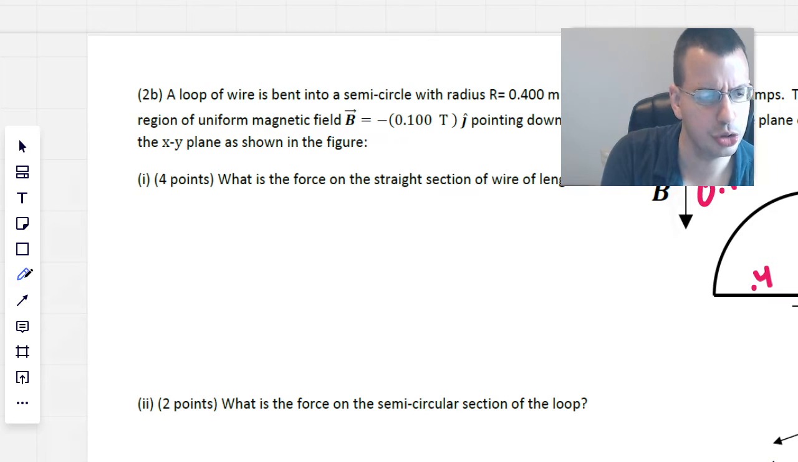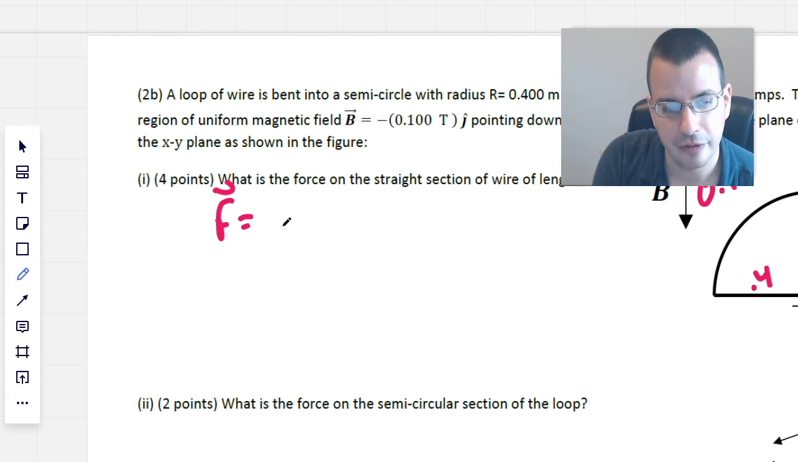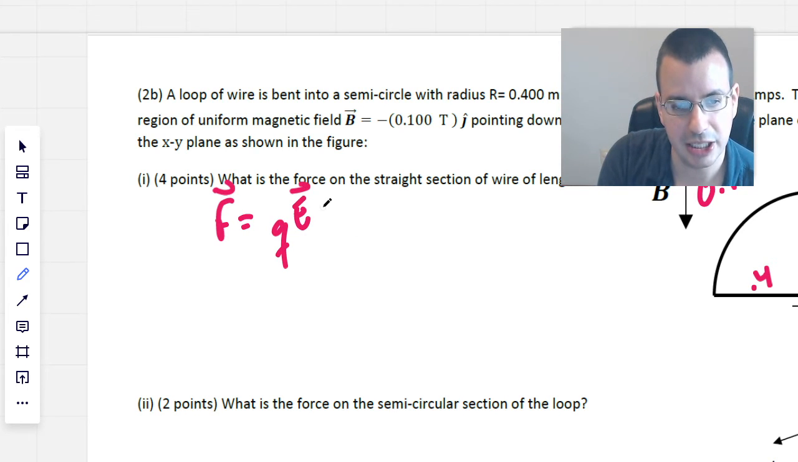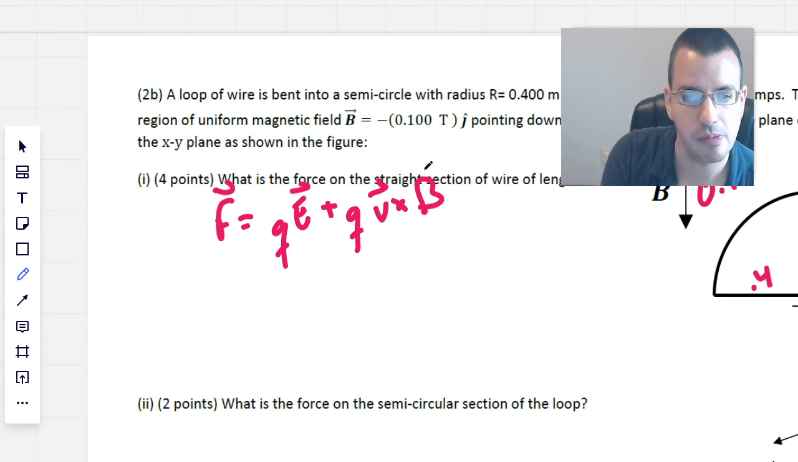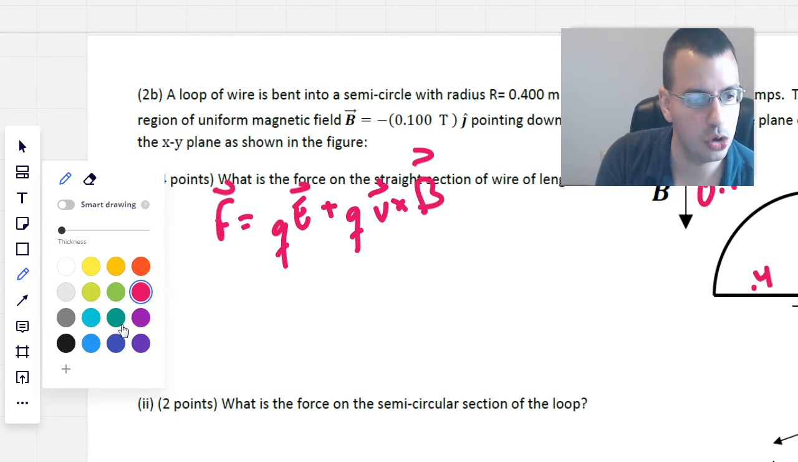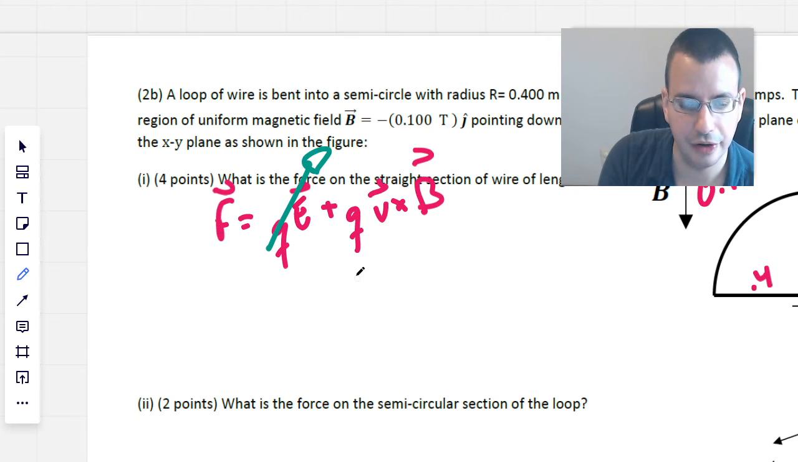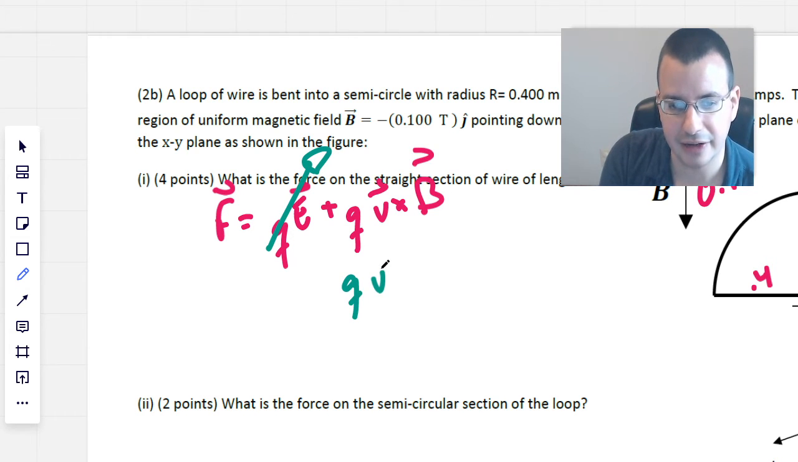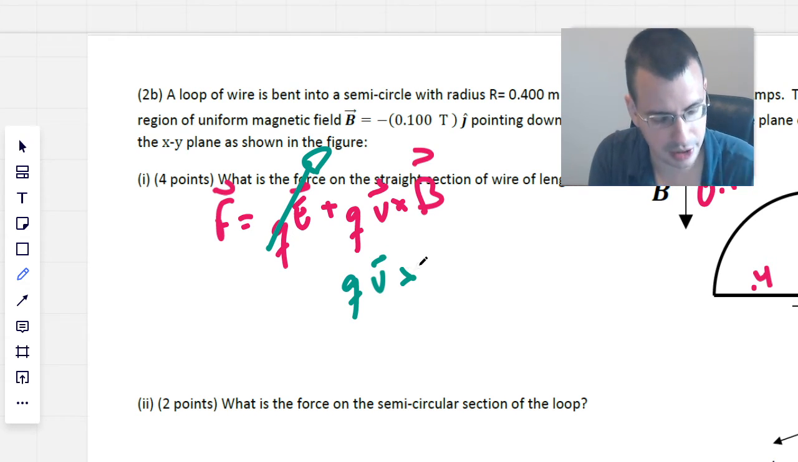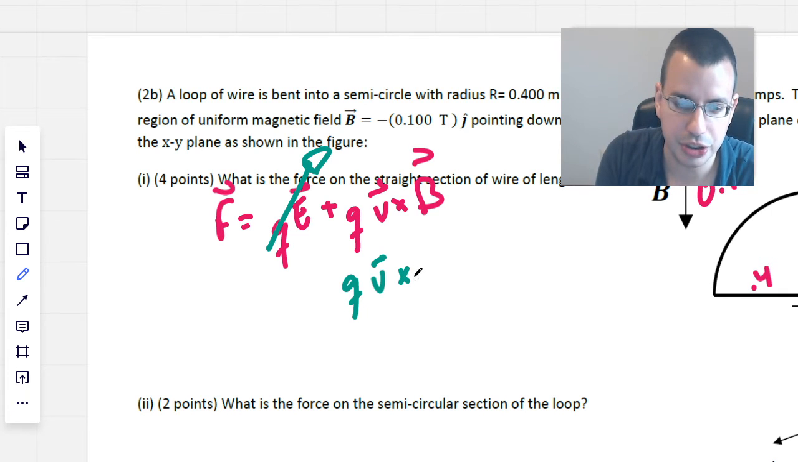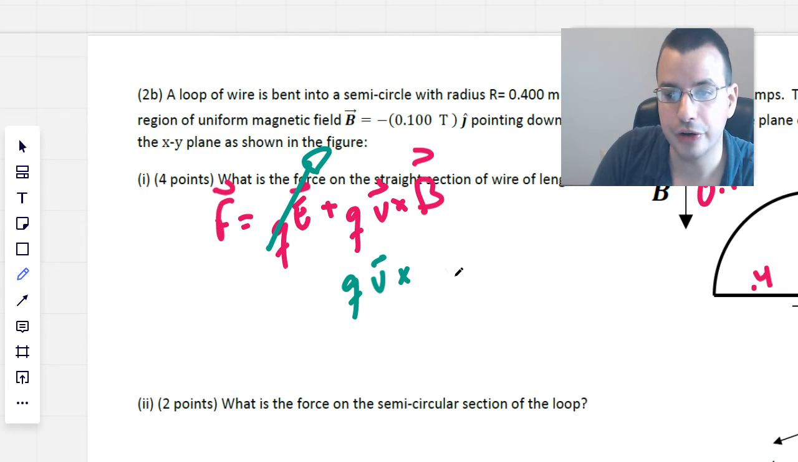So there's two ways to do this. The way I like to do it is I use the same formula I always use: force equals Q times E plus QV cross B. And then I'm like, all right, there's no electric field, and we have this magnetic field. And you're like, but I don't have any current here. What's going on? Well, first, let's see here.